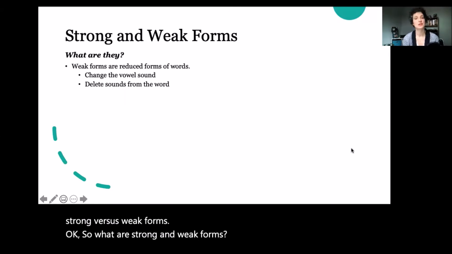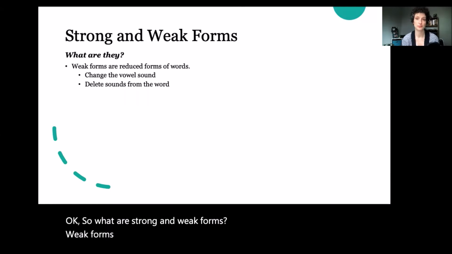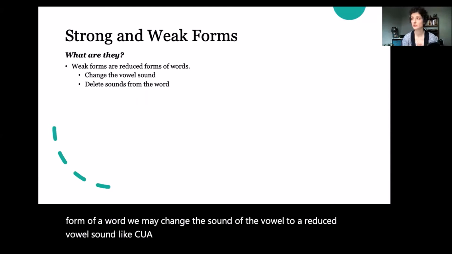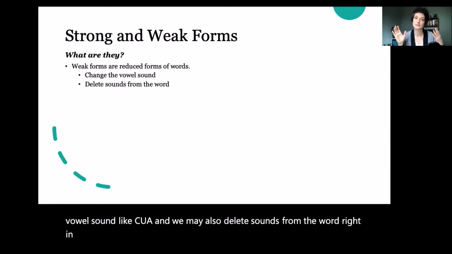Weak forms are reduced forms of words. When we use a reduced or weak form of a word, we may change the sound of the vowel to a reduced vowel sound like schwa. And we may also delete sounds from the word, in order to make its pronunciation easier, shorter, faster.